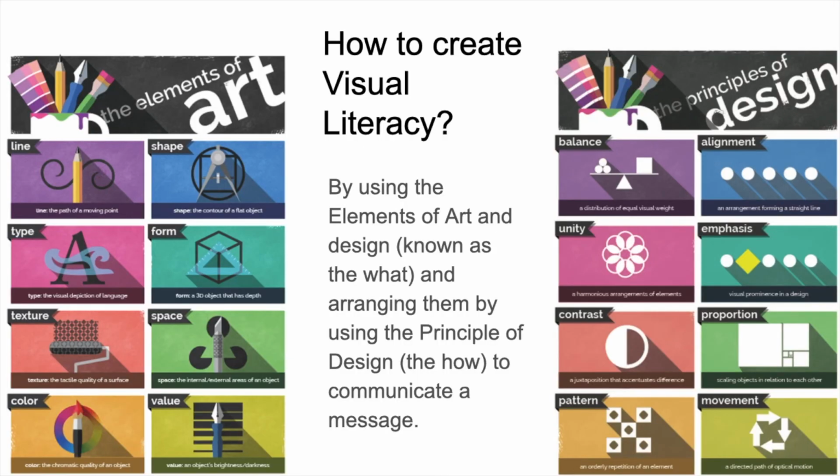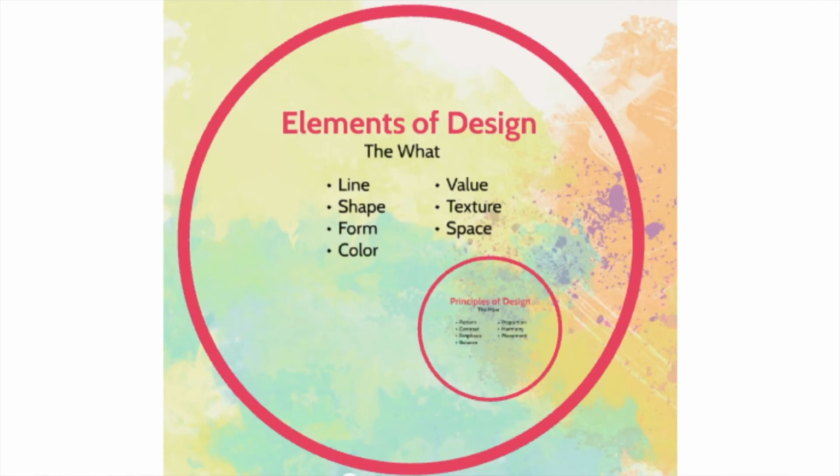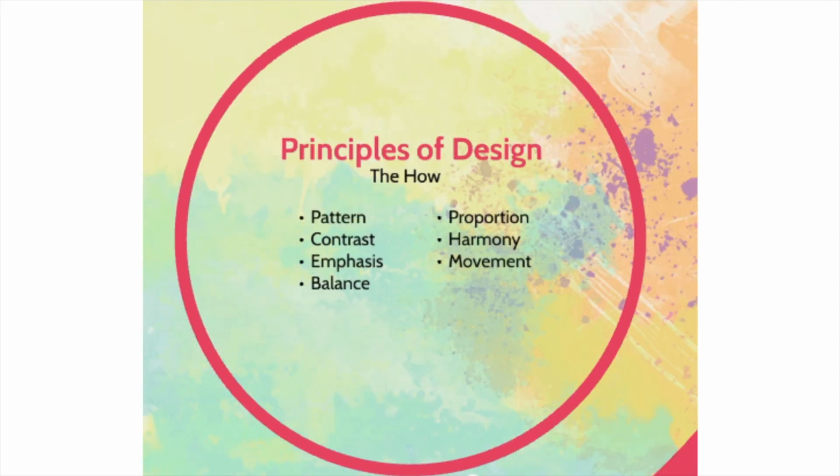Okay, how to create visual literacy. By using the elements of art, which are going to be known as the what, and arranging them by using the principles of design, the how, to communicate a message. On either side here, you got the list of elements and principles. Then you have the elements of design: line, shape, form, color, value, texture, and space are the what to help you create the how, which are the principles of design: pattern, contrast, emphasis, balance, proportion, harmony, and movement.